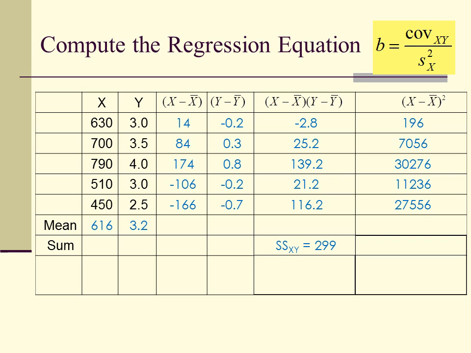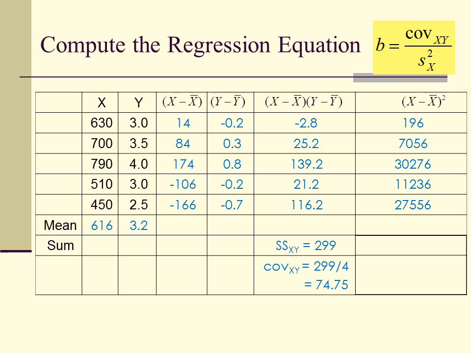Then we compute the sum of the cross product, SP or SSXY, the same thing, sum of the cross product. So we add this column together, we will have 299. With the sum of the cross product, we can find out the covariance. It is 299 divided by n minus 1, which is 4. So it is 74.75.